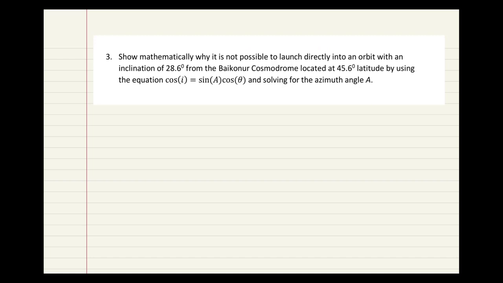Okay, next question. Show mathematically why it is not possible to launch directly into an orbit with an inclination of 28.6 degrees from the Baikonur Cosmodrome, located at 45.6 degrees north latitude, by using this equation: cosine of the inclination is equal to sine of the azimuth times the cosine of the latitude, and solve for the azimuth angle A. So again, we could start off with the equation and isolate the sine of the angle A, writing it this way.